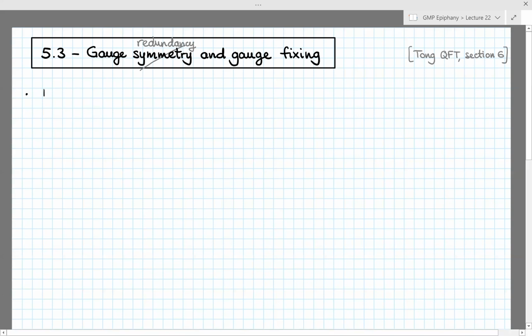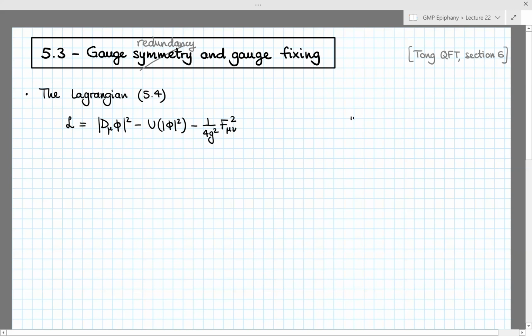So I'll start again with the Lagrangian density, or in brief, Lagrangian 5.4 that I wrote last time, which involved a scalar field of charge 1 subject to a U(1) invariant potential and coupled to a gauge field, A_mu, through the covariant derivative here. And the gauge field has a so-called Maxwell kinetic term. And we call this theory scalar electrodynamics.